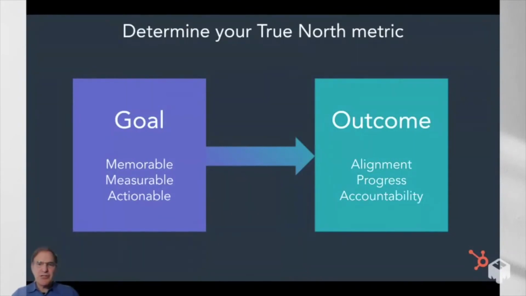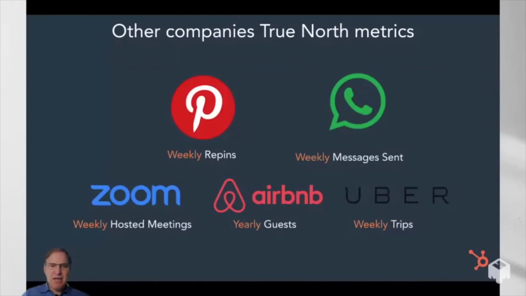The first thing is to determine your true north metric. Your goal, pick one goal, right? It's really hard to pick one metric. Make sure it's memorable, measurable, and actionable, and figure out what the outcome you want from that and get alignment around that. For us at HubSpot, engagement is the key metric. Engagement of the number of, we call them portals, but think of it as instances, the number of HubSpot customers who are active on the community. So again, get that true north metric, define it, and get alignment internally.